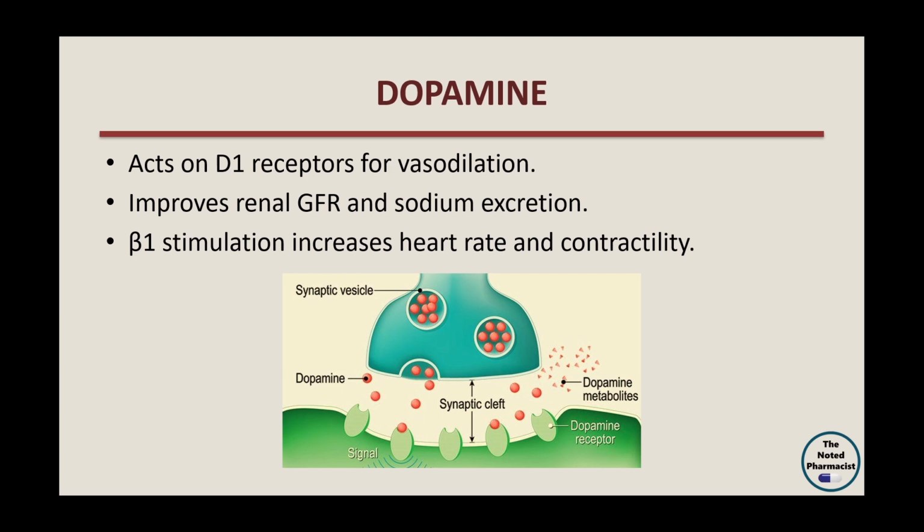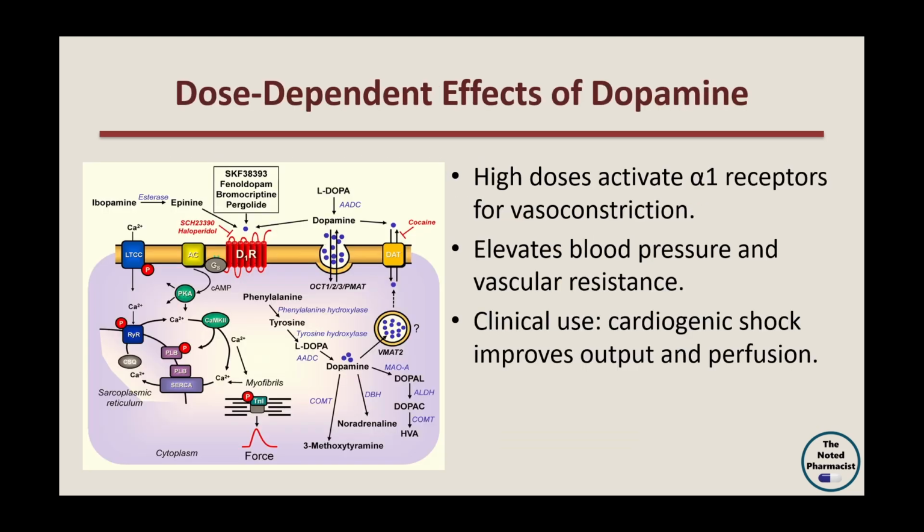At moderate doses, dopamine stimulates beta-1 adrenergic receptors, increasing heart rate and myocardial contractility, thereby boosting cardiac output. Dopamine's effects escalate at higher doses, activating alpha-1 adrenergic receptors to induce vasoconstriction, which elevates systemic vascular resistance and blood pressure. These dose-dependent properties make dopamine valuable in clinical settings, such as managing shock states. For example, in cardiogenic shock, dopamine is administered to improve cardiac output via beta-1 stimulation while preserving renal perfusion through D1 receptor activation at low to moderate doses.